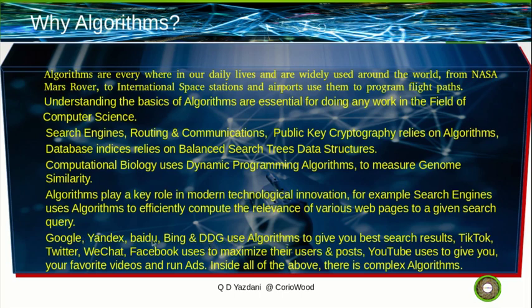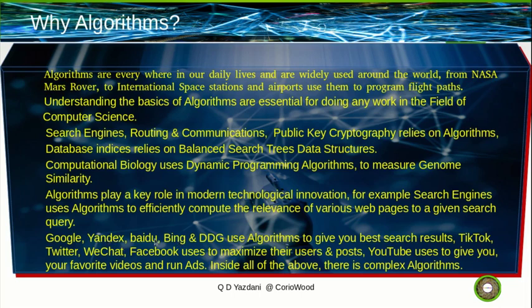Google, Yandex, Baidu, Bing, and DuckDuckGo use algorithms to give you the best search results. In the field of information retrieval and computer science, they all use complex algorithms, and making search engines is very, very hard. You need to know complete algorithms to make search engines, and we're going to go one by one and see how we can create a search engine with the help of algorithms, and I'm going to explain the different parts of the search engine.